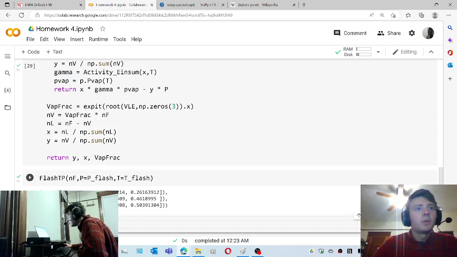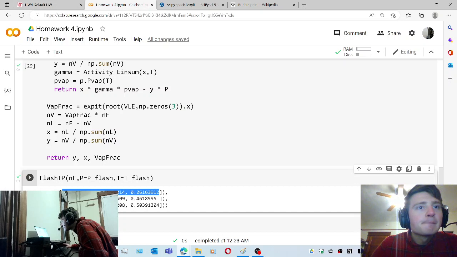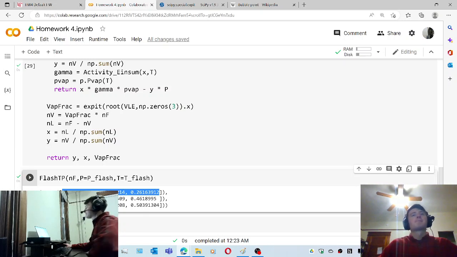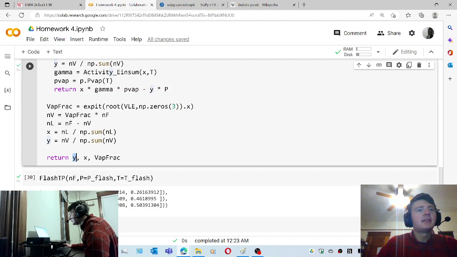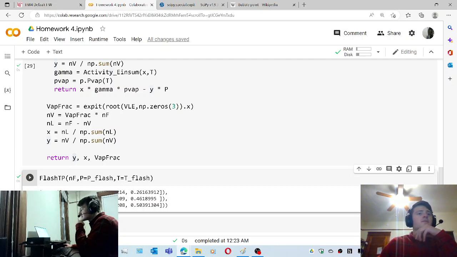Let's see, what do these values say? So this is saying that in the vapor phase, the Y, the fraction of methanol is this, the fraction of ethanol is this, and the fraction of water is that. And likewise for down here.